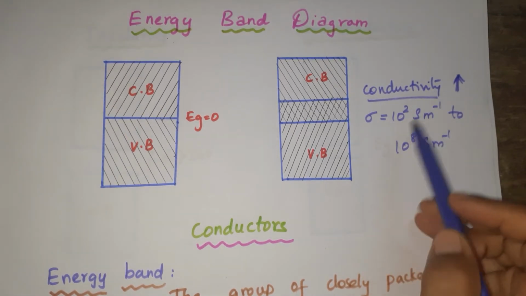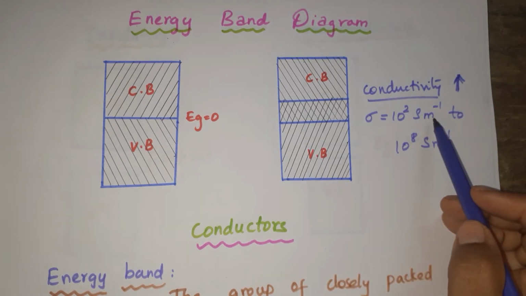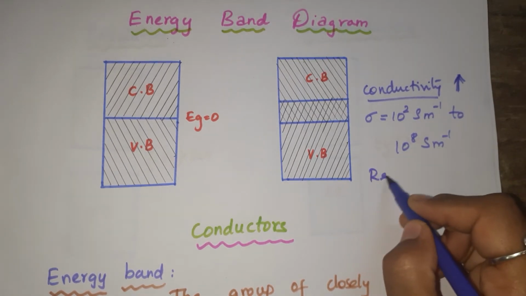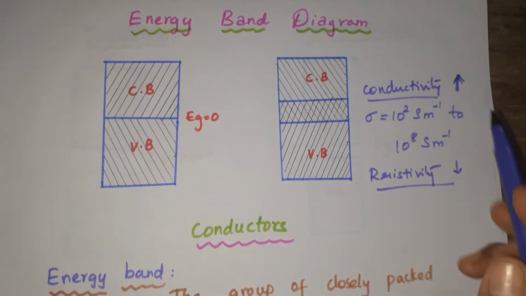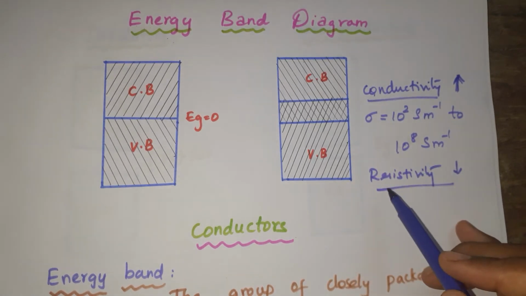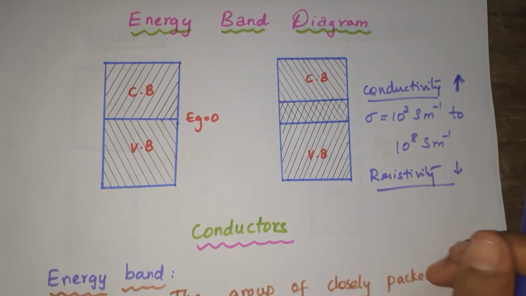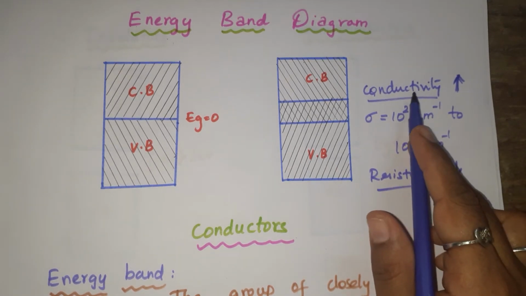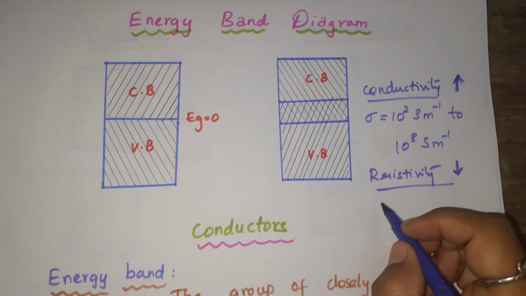Conductivity is high, and the value of sigma is 10 power 2 Siemens per meter to 10 power 8 Siemens per meter. And what about resistivity? We just learned in current electricity that conductivity and resistivity are inversely proportional to each other. If one increases, obviously the other will decrease, right?